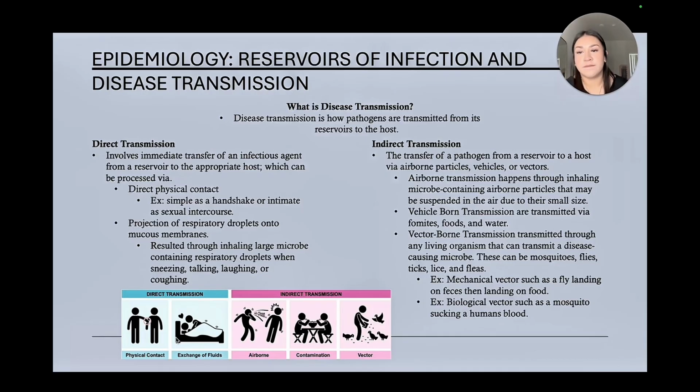Direct transmission involves the immediate transfer of an infectious agent from a reservoir to the appropriate host, which can be transferred via direct physical contact or projection of respiratory droplets onto mucous membranes. So physical contact deals with something as simple as a handshake or something as intimate as sexual intercourse. Projection of respiratory droplets could be inhaled large microbes from laughing, sneezing, talking, or even coughing.